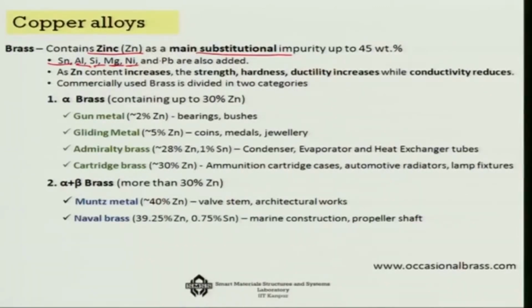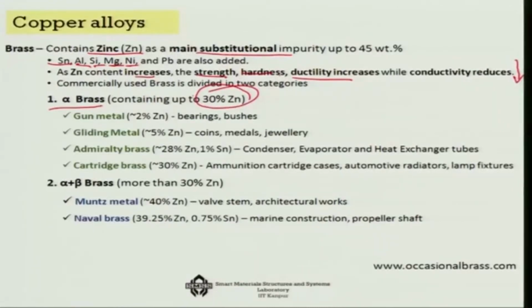An important thing about zinc addition is that if zinc increases, its strength increases, its hardness increases, ductility also increases, but the conductivity reduces, it comes down. Now, commercially when we get brass, there are two types of brass. One is called alpha brass, which has about 30% of zinc.